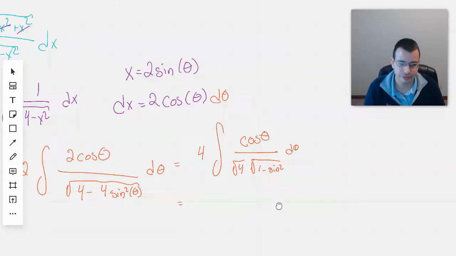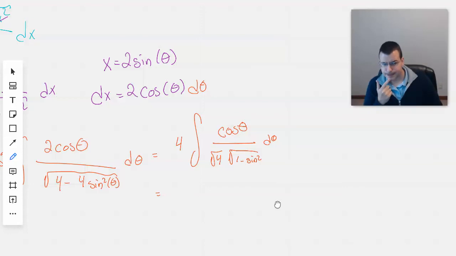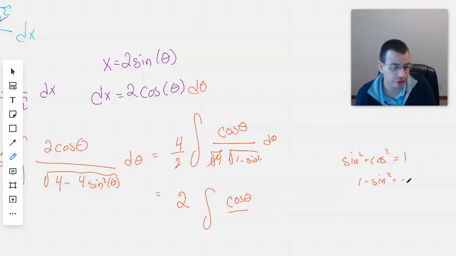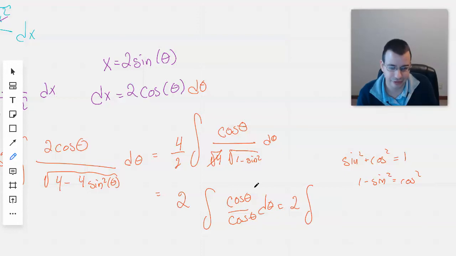Equals, yes. So this becomes a 2. So we have 2 integral cosine theta. 1 minus sine squared is, so we have sine squared plus cosine squared equals 1. So 1 minus sine squared equals cosine squared, which when square rooted becomes cosine. I feel so proud of myself. Very proud. Quite accomplished. Oh, cancel. D theta.